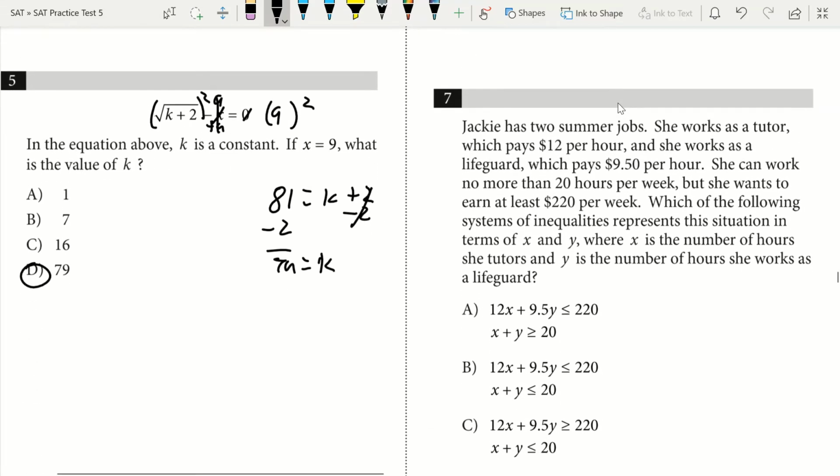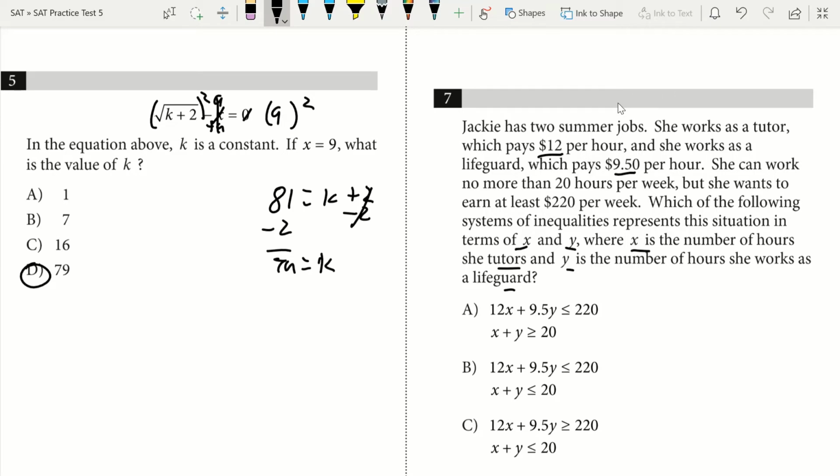Question 7. Jackie has 2 summer jobs. She works as a tutor, which pays $12 per hour, and she works as a lifeguard, which pays $9.50 per hour. She can work no more than 20 hours per week, but she wants to earn at least $220 per week. Which of the following systems of inequalities represents this situation in terms of x and y, where x is the number of hours she tutors and y is the number of hours she works as a lifeguard?